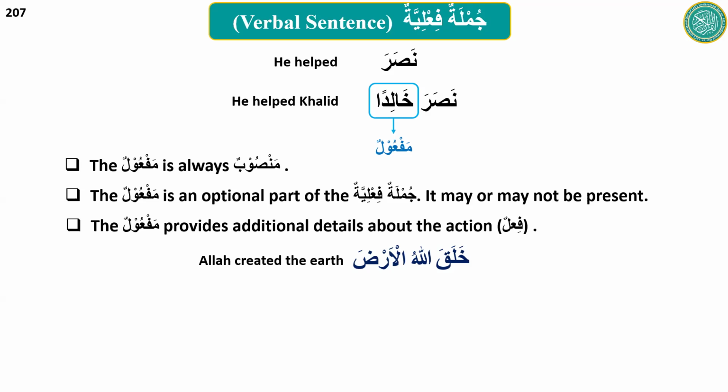Fail and fa'il are the mandatory parts of a Jumla Fi'liya. A maf'ul may or may not be present. If it is present, it will be in nasab status. It will be mansub. And maf'ul provides additional details about the fail.